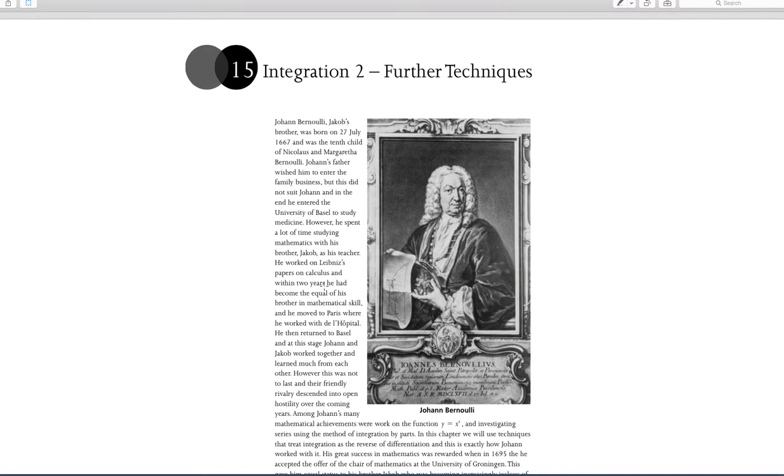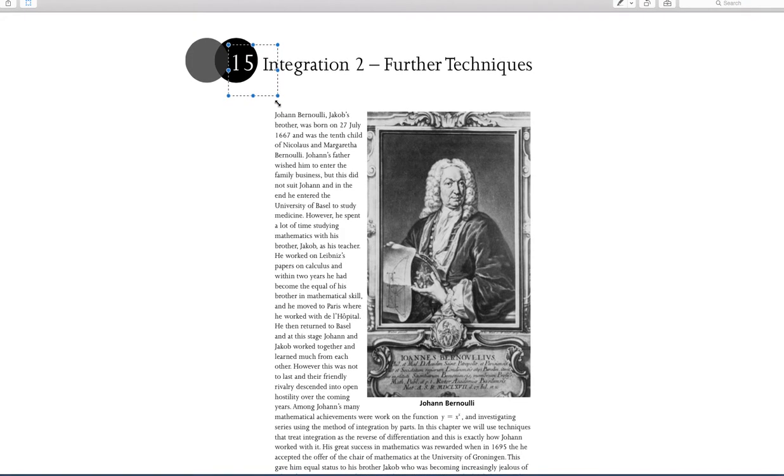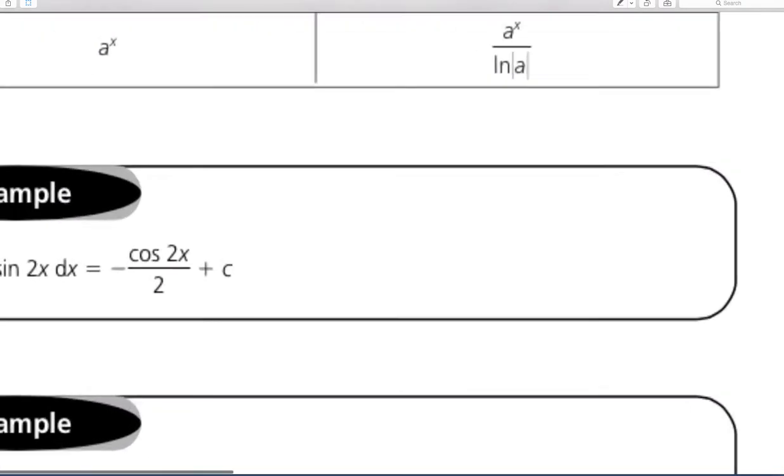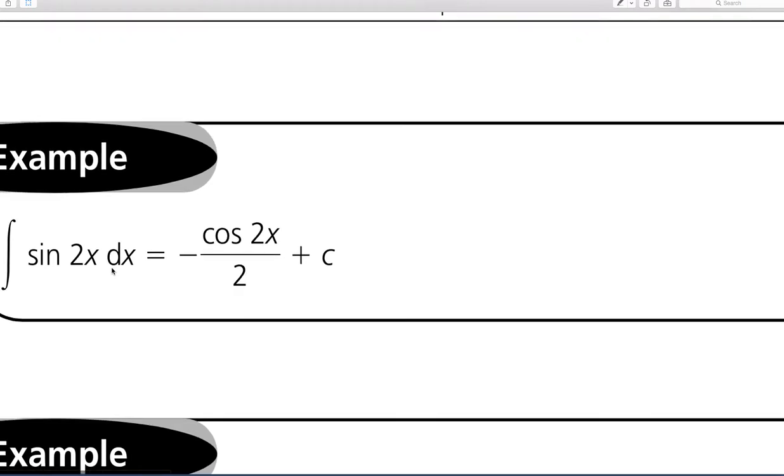I'm just using this textbook here. So this is integration 2. June, you'll have to do chapter 14 as well, because he did chapter 14 already. Okay. So today we're doing integration 2, further techniques. For specialist class, you'll be doing more calculus in session 2. Okay. So let's have a look at this. I'm just going to copy this one here.